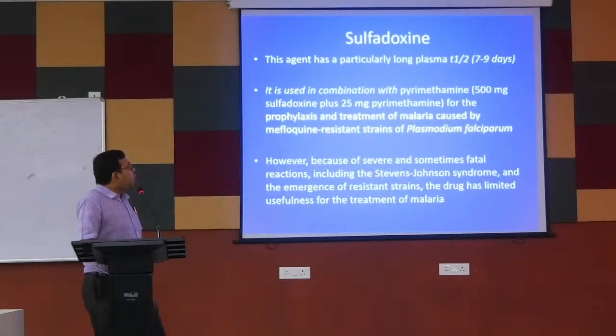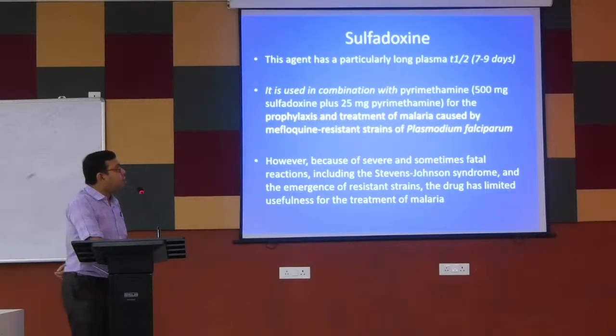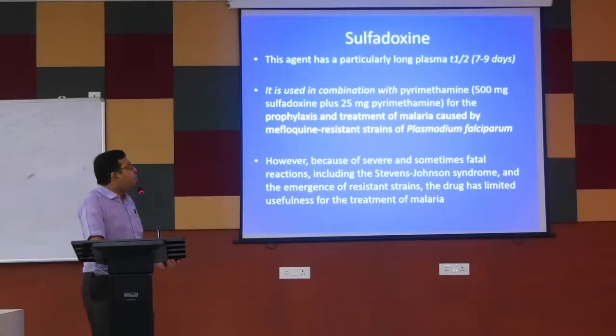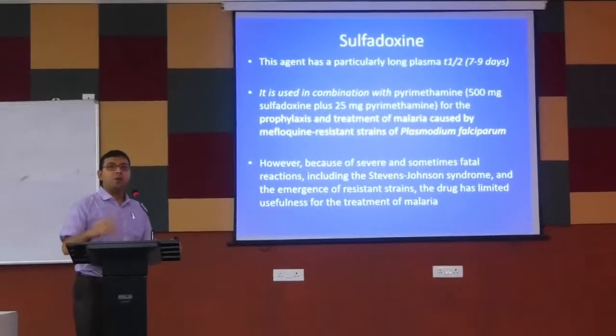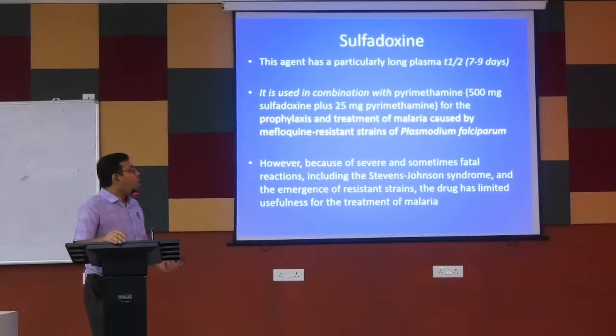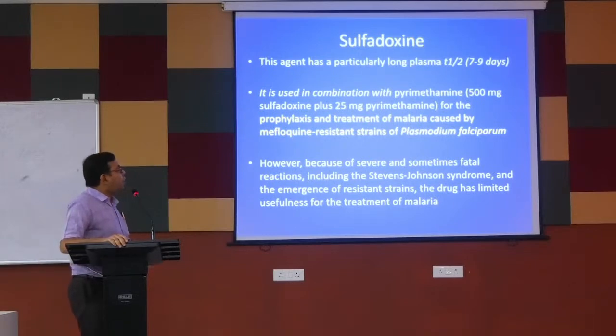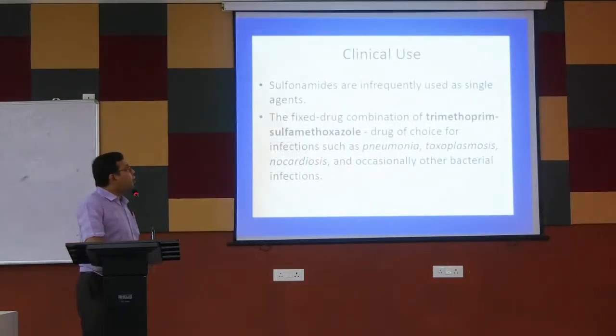So next, coming to sulfadoxine. Sulfadoxine is basically used in the treatment of malaria. The sulfadoxine pyrimethamine combination is normally used for prophylaxis and treatment of malaria caused by microbial resistant strains of Plasmodium falciparum. This is the indication now. Pyrimethamine is another antimicrobial agent, you will read about it later. Some Plasmodium become resistant to others, where this sulfadoxine can be used. So for clinical use, sulfonamides are infrequently used as a single agent.